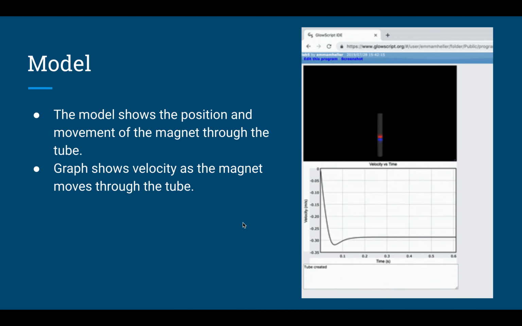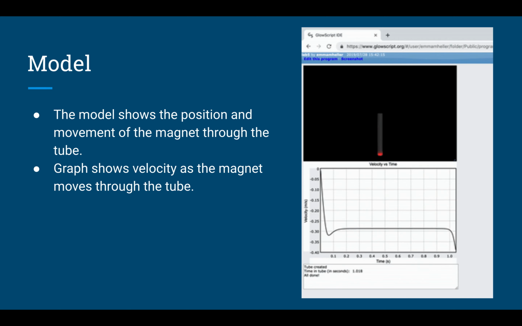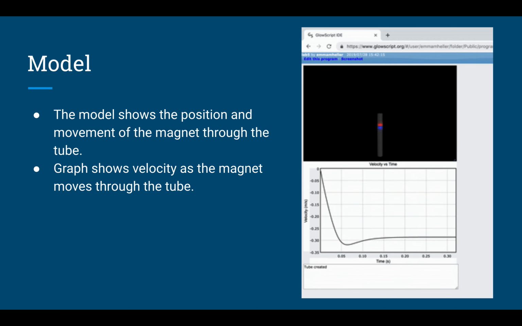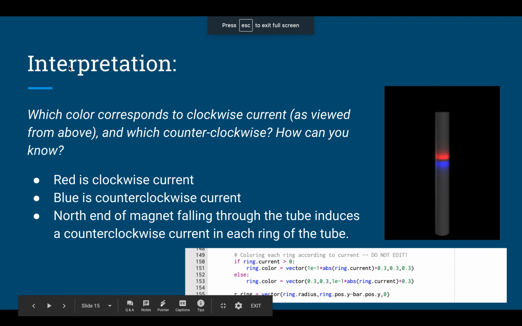So here's my model. It's showing the position and movement of the magnet through the tube, and the graph below shows the velocity as the magnet moves through the tube. Now let's interpret this model.